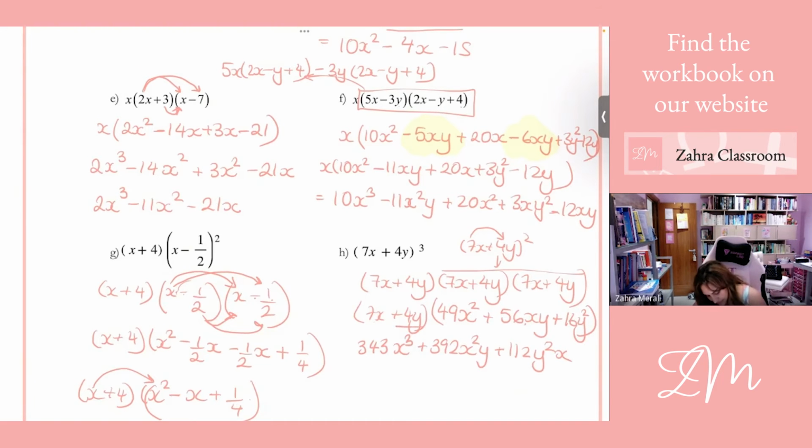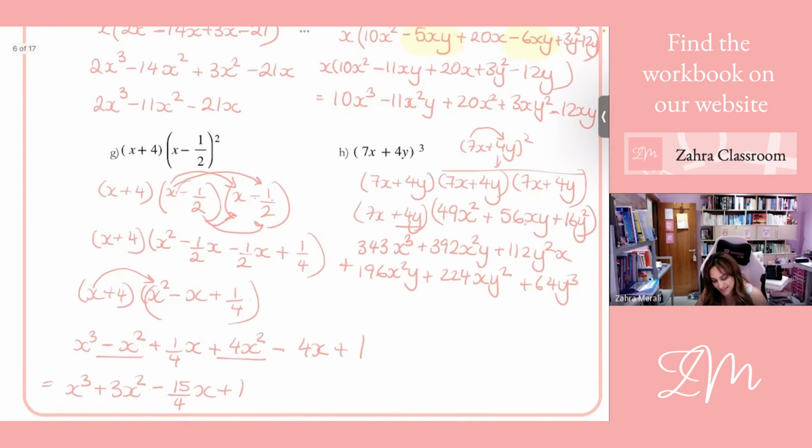Now I'm going to multiply everything by 4y. So I've got 49 times 4 to give me 196 x squared y. I've got 56 times 4 to give me 224 xy squared. 16 times 4 to give me 64 y cubed. Right, now we're going to put like terms together. We should just do this for completeness' sake. And let me have a look at my like terms.